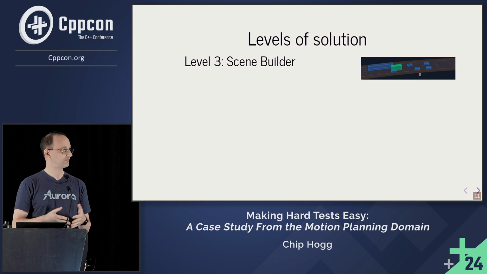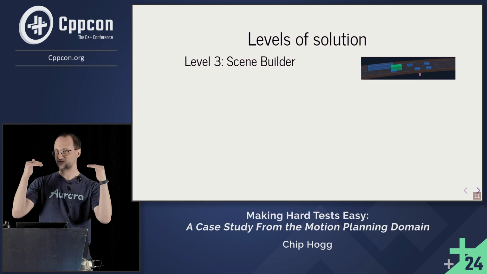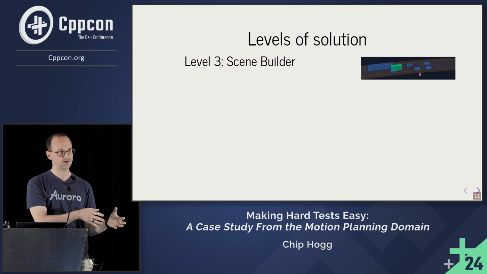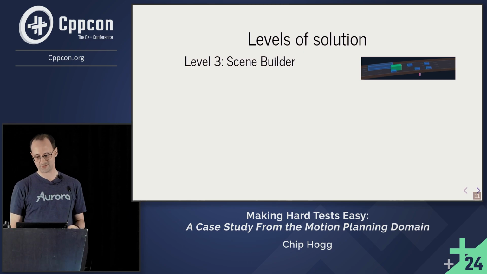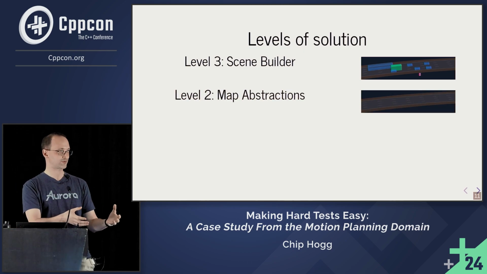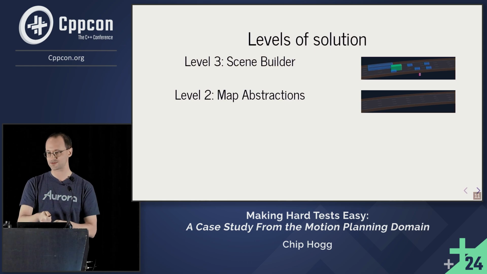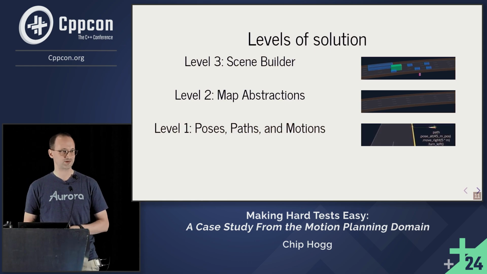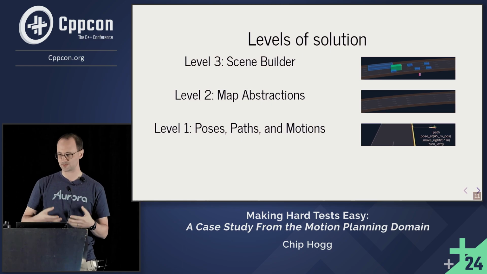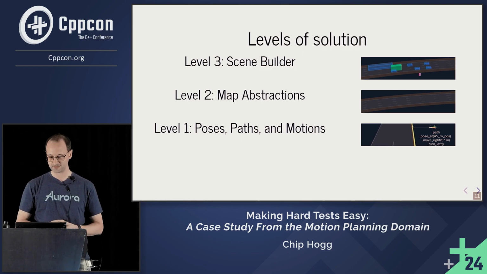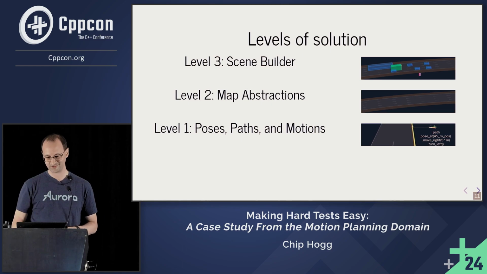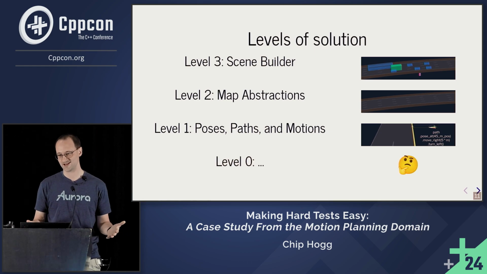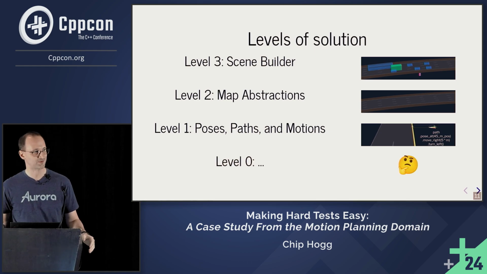Now, let's see how we would build something like this. It turns out that it's built in terms of layers or levels. Level 3 is the scene builder that we just saw, but we can't really have that unless we get level 2, which is a map abstraction where we can get these well-named paths. Level 1 is a foundational set of paths, poses, and motions that we're going to build our map and scene out of. And it turns out there's actually a level 0 here that's more fundamental than all of these. I wonder if anyone can guess what it is?